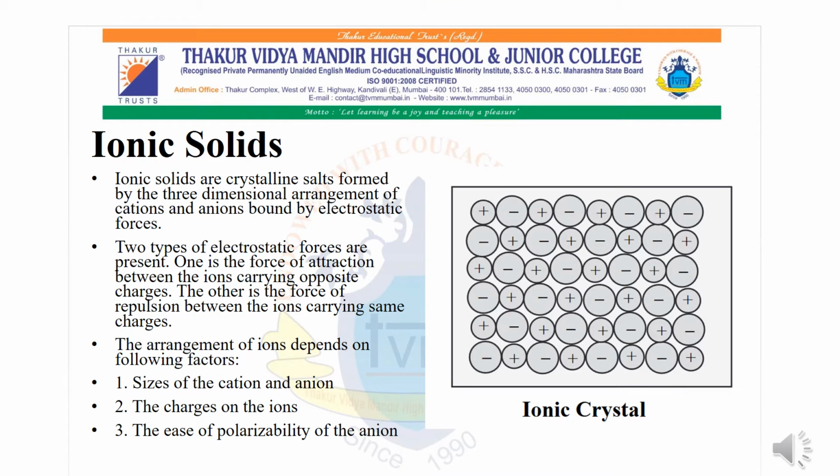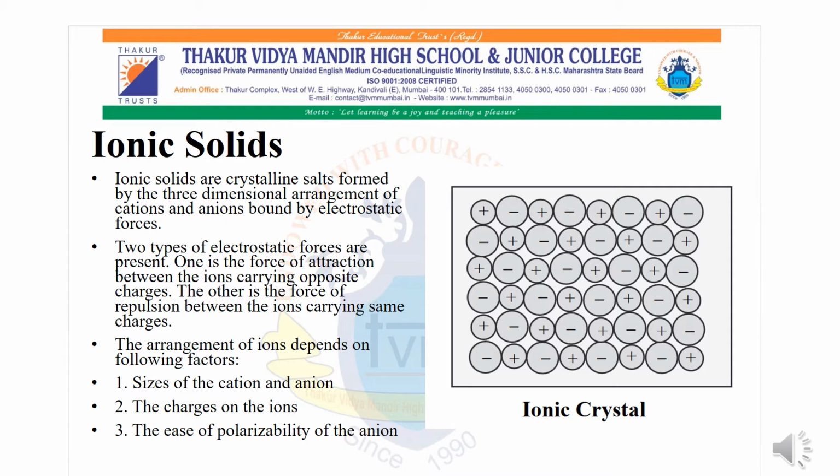Ionic solids are crystalline salts formed by the three-dimensional arrangement of the cation and anion bound by electrostatic forces. As you can see in the diagram on the right hand side, it is an ionic crystal which is having cations and anions in it. Two types of electrostatic forces are present. One is the force of attraction between the ions carrying opposite charges, and the other is the force of repulsion between the ions carrying the same charge.